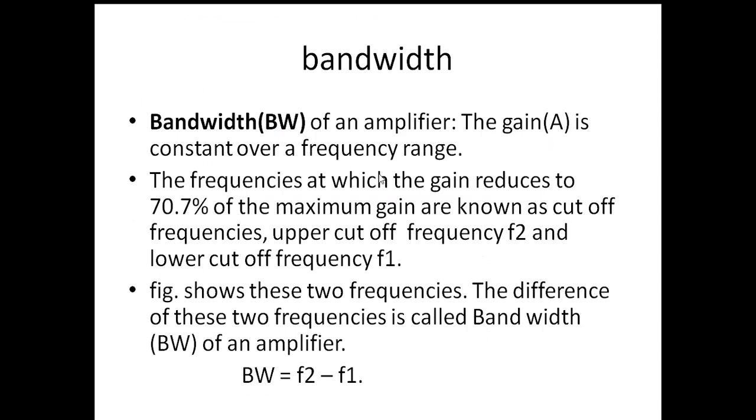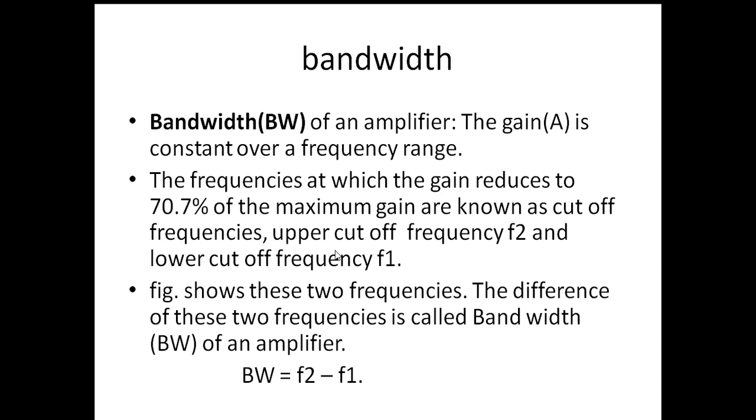Bandwidth of an amplifier. The gain is constant over a frequency range. The frequencies at which the gain reduces to 70.7 percent of the overall gain. If the highest gain is 100%, then around 70.7 percent of the maximum gain is known as the cutoff frequencies.